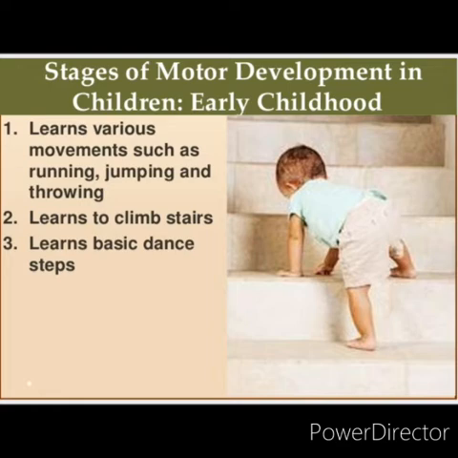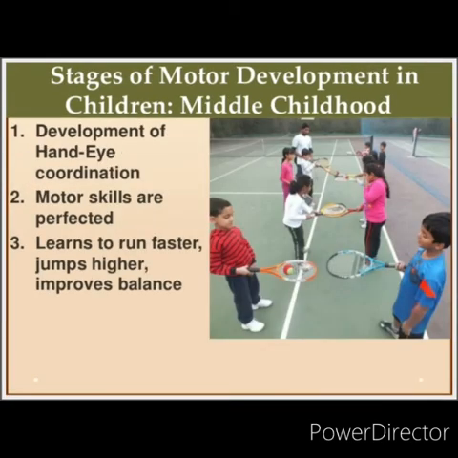Fine eye-hand coordination develops in children. They learn to hop and gallop skillfully. Stride length in children increases and they develop a more mature running pattern. Middle childhood stage. In this stage, the child becomes more active and energetic.